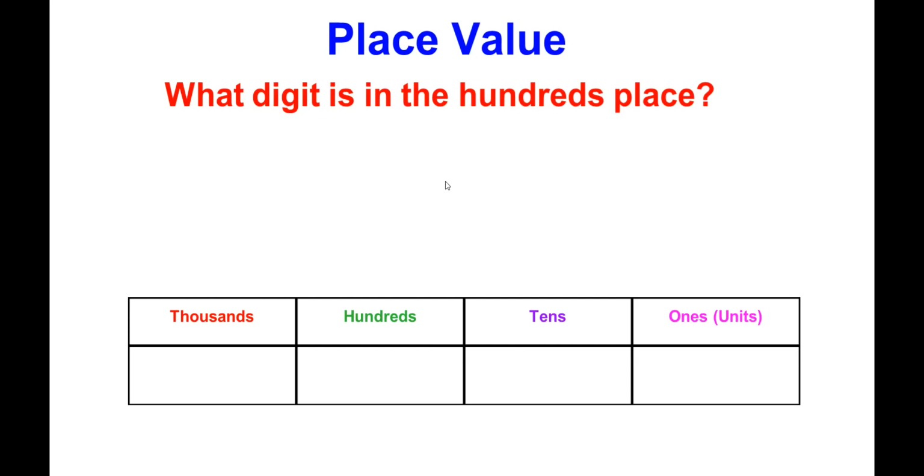Sometimes we can ask, what digit is in the hundreds place? Let's find what digit is in the hundreds place of this number, 8,593. First, let me go ahead and put each number in its correct place value. In the ones place, we have the 3. In the tens, we have the 9. In the hundreds place, we have the 5. And in the thousands place, we have the 8. So, the question is, what digit is in the hundreds place? Here's my hundreds. The digit 5 is in the hundreds place.